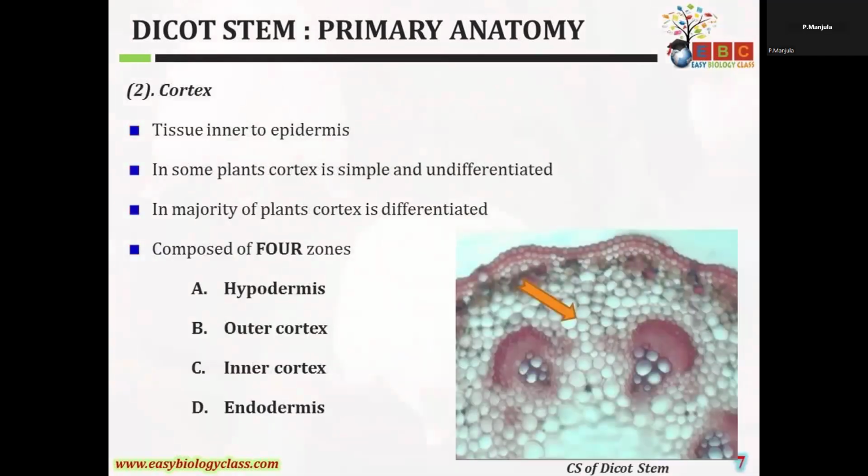Next, the epidermis is followed by the cortex. The tissue inner to the epidermis is called the cortex. In some plants, the cortex is simple and undifferentiated, so all the cells are made up of the same type of tissue, that is, it may be parenchyma, sclerenchyma, or collenchyma. Otherwise, sometimes the cortex is differentiated into different layers like hypodermis, outer cortex, inner cortex, and endodermis.